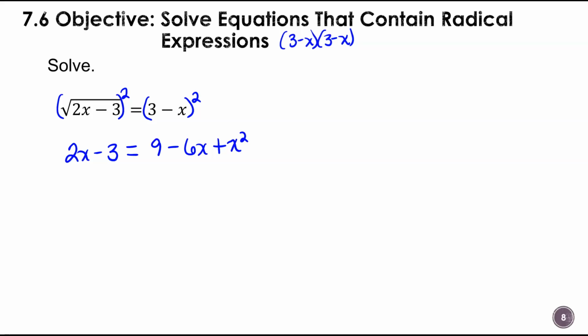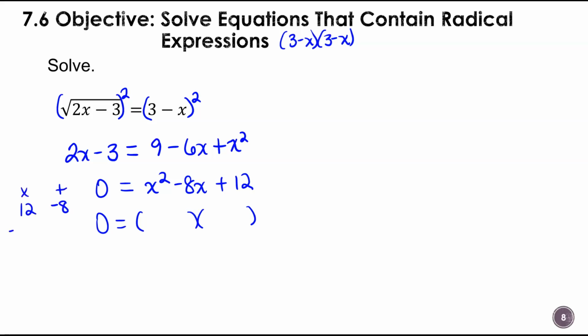Okay, so I'm going to subtract the 2x and add the 3 so that I have this on one side in descending order for factoring purposes. I subtract the 2x from the negative 6x, so that's negative 8x. I'm going to add 3 to 9, so that makes 12. All right, so we're going to find factors of 12 that have a sum of negative 8. Right, so factors of 12 that have a sum of negative 8 are going to be negative 2 and negative 6, right? Because when I add those, I get the negative 8.